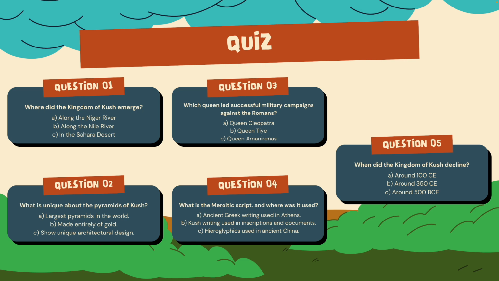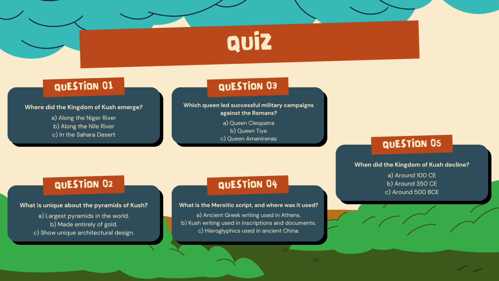Question 3. Which queen led successful military campaigns against the Romans? A. Queen Cleopatra. B. Queen Tie. C. Queen Amanirenas. Question 4. What is the Meroitic script and where was it used? A. Ancient Greek writing used in Athens. B. Kush writing used in inscriptions and documents. C. Hieroglyphics used in ancient China.